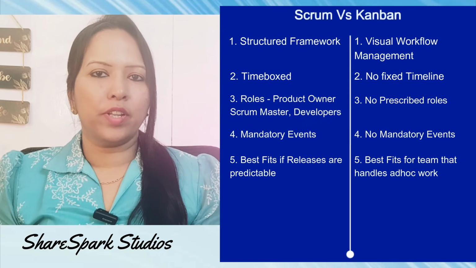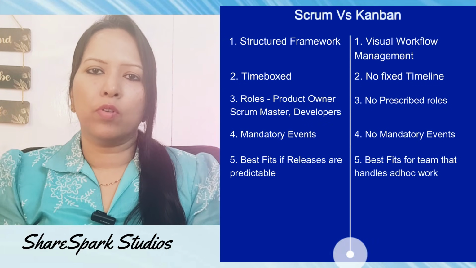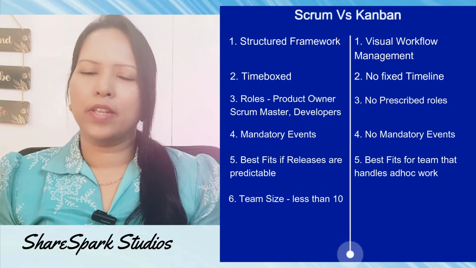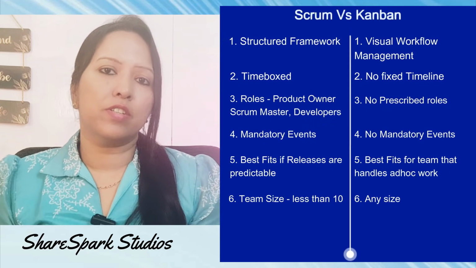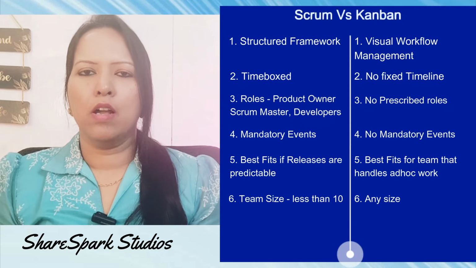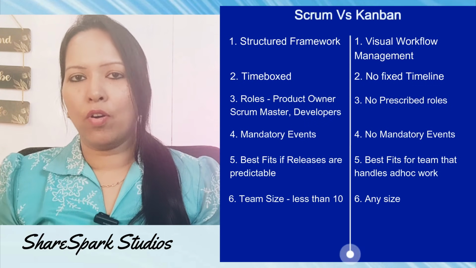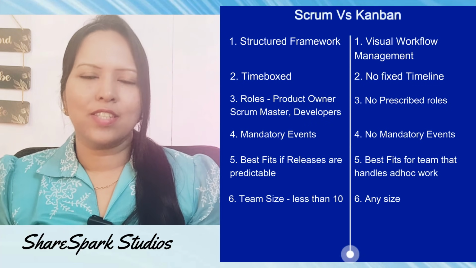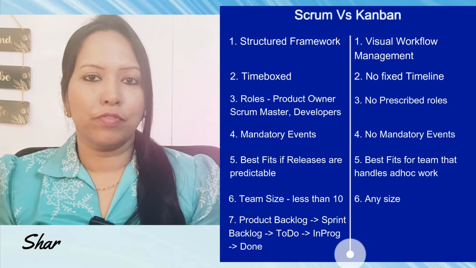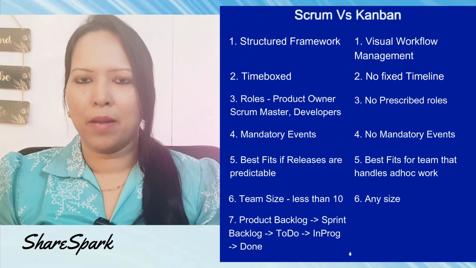Another key point to note is Scrum prescribes only a team size of 10, while Kanban can scale to a larger team or even a department. So if you have a larger team working on a lot of ad hoc tasks or embracing daily changes and might not be able to plan for the future, then look for the Kanban board.